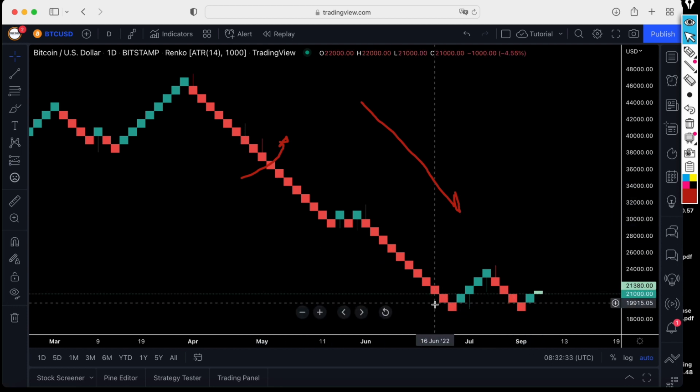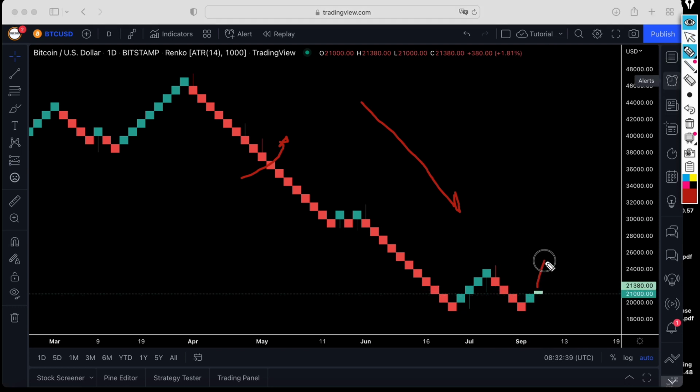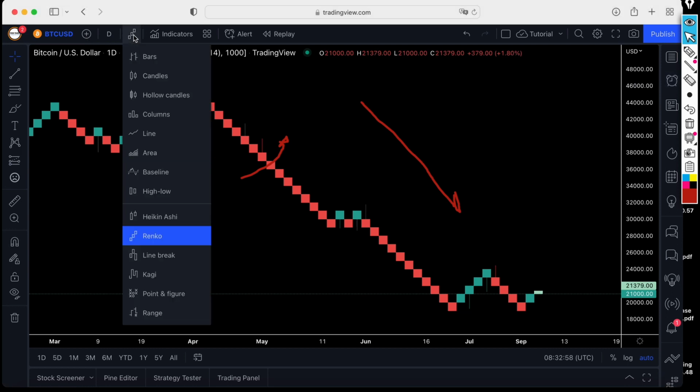Here we can see that maybe it's trying to form a double bottom. So if these green bars try to come up here and then reclaim this top and then continue to print those green candles going up, then maybe we can say that now Bitcoin is on an uptrend. But that is just something completely different that you have to keep in mind. So whichever style of chart you are using, you need to understand how it is calculated, how it works.